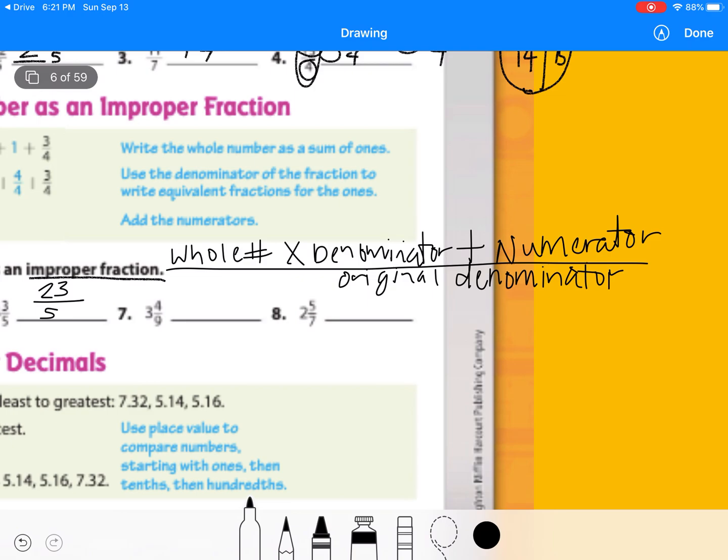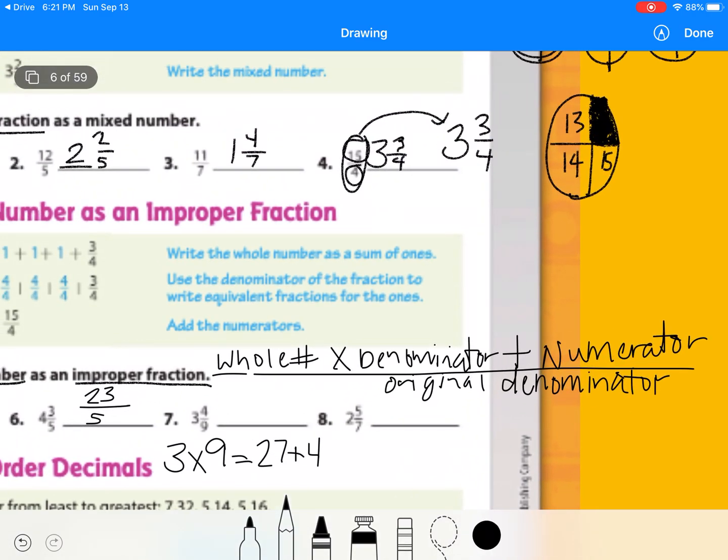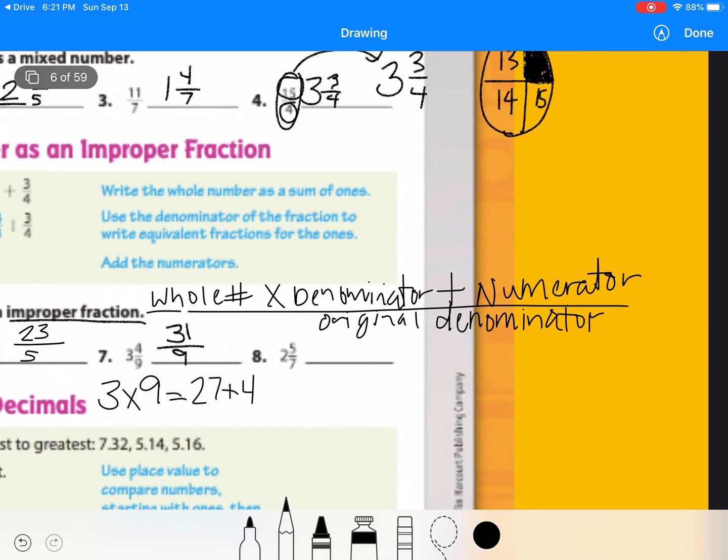So now I have a whole number of 3, and my denominator is 9. 3 times 9 equals 27. Then you add your numerator. 27 plus 4, 31. Wow, that looks awful. Let me try that again. 31 over my original denominator of 9.